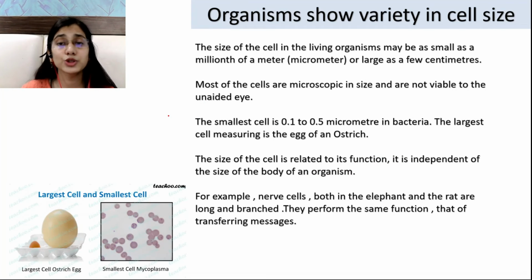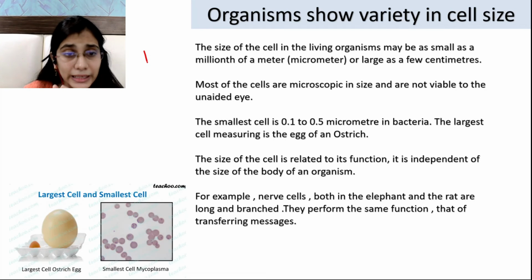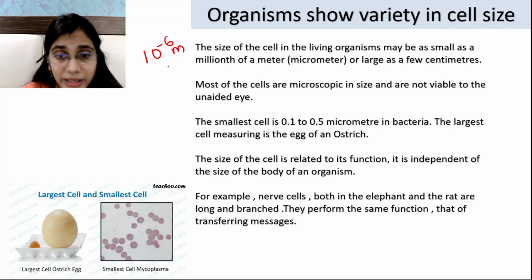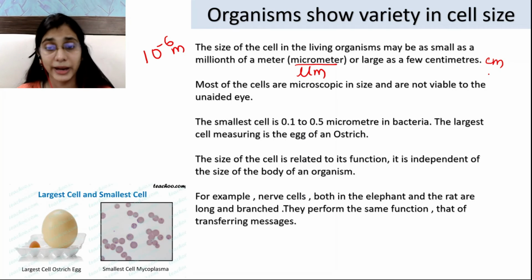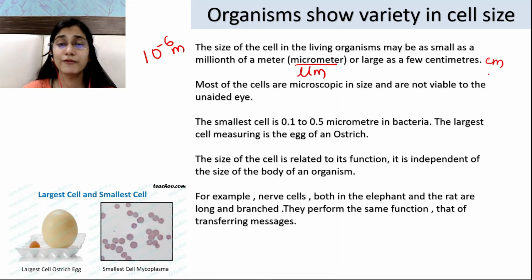Now, organisms show variety in cell size also. The size of a cell in a living organism may be as small as a millionth, meaning 10 to the power minus 6 meter, or a micrometer. This is the sign of micrometer. Cells can also be as large as a few centimeters. Most of the cells are microscopic. Microscopic means they are only visible under a microscope and are not visible to the unaided eye, without the help of a microscope.